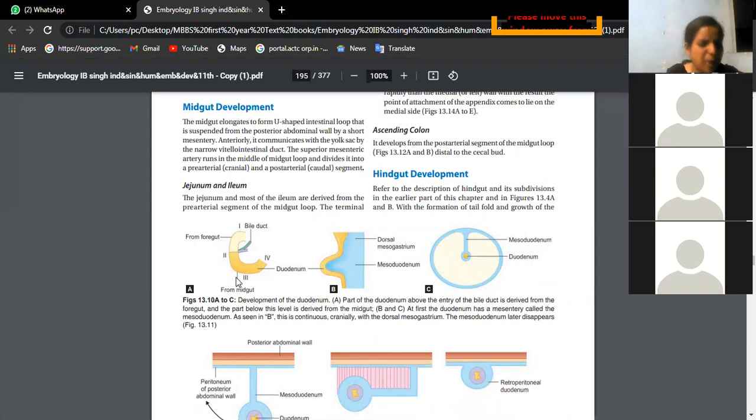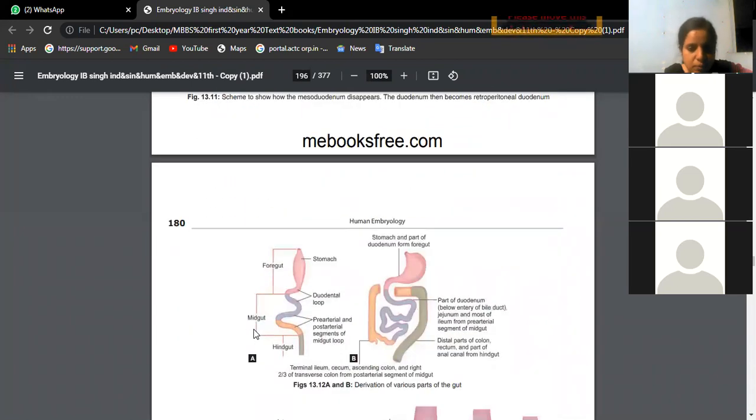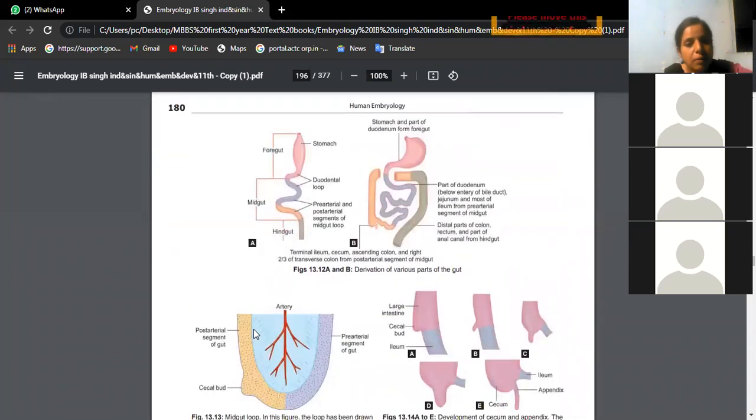Duodenum development may be important. You already know it comes at the junction of foregut and midgut. Above the major duodenal papilla, it is derived from foregut. Below it, it is derived from midgut. Hence, the upper part is supplied by celiac trunk branches. The lower part is supplied by branches of the superior mesenteric artery. Again, foregut, midgut and hindgut are shown with different colors to make us understand easily.